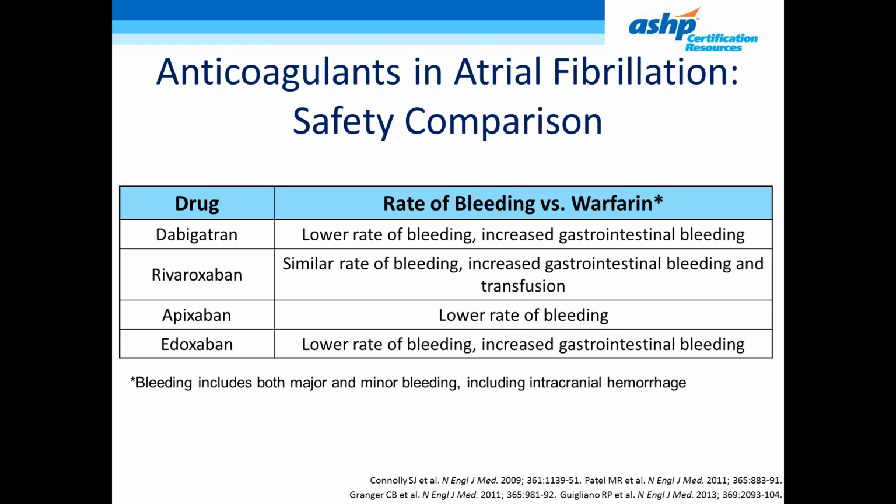If we look at a safety comparison of the novel oral anticoagulants to warfarin, we see that in general there is a lower rate of bleeding when we look at combined endpoints of major and minor bleeding, including intracranial hemorrhage, but dabigatran, rivaroxaban, and edoxaban were all associated with an increased risk of gastrointestinal bleeding.